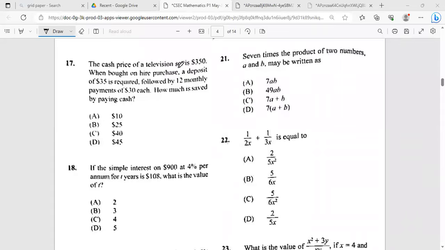The cash price on a television set is $350. When bought on hire purchase, a deposit of $35 is required. That is something that we have done step by step. All right, so $35 is the deposit.